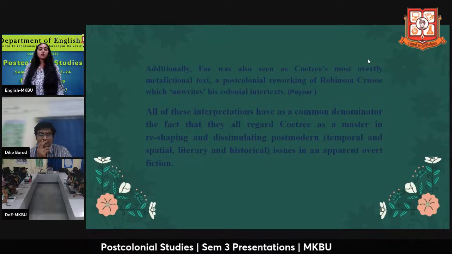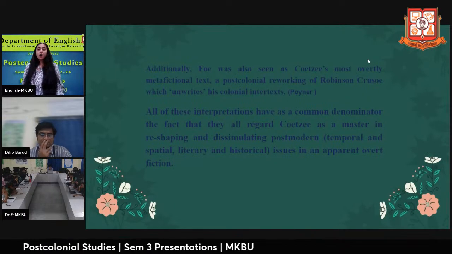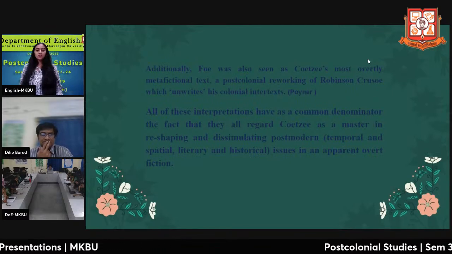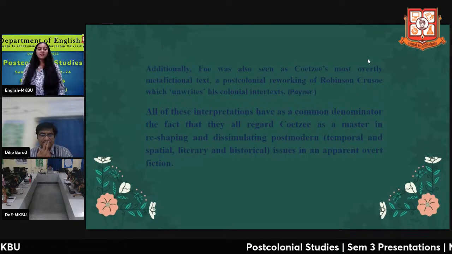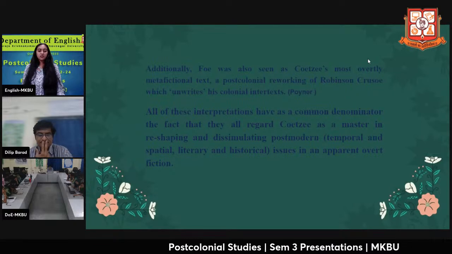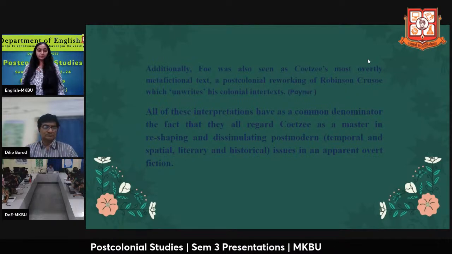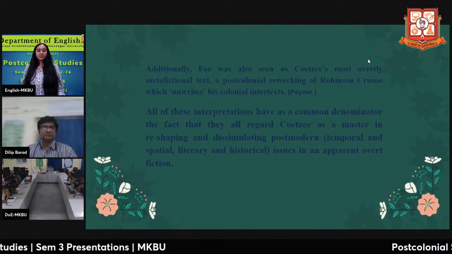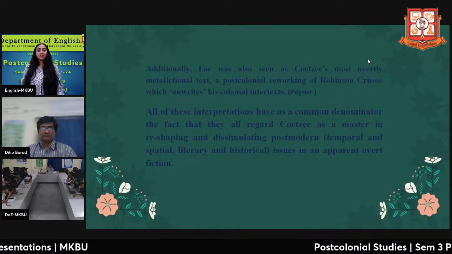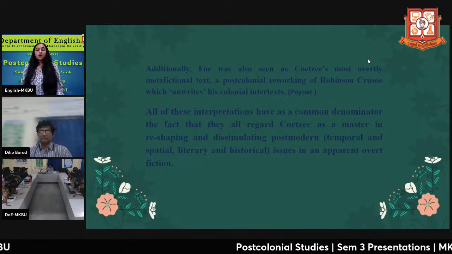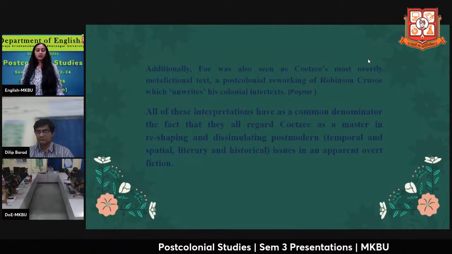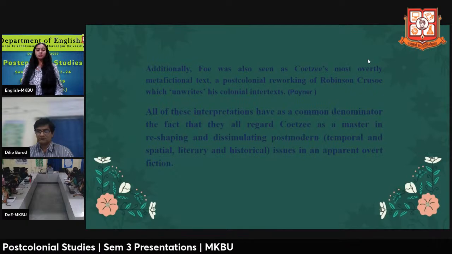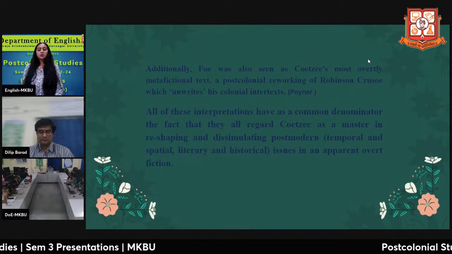Additionally, Foe was also seen as Coetzee's most overtly metafictional text, a post-colonial reworking of Robinson Crusoe, which unwrites its colonial intertext. All of these interpretations have as a common denominator the fact that they all regard Coetzee as a master in reshaping and dissimulating postmodern issues in the apparent overt fiction.